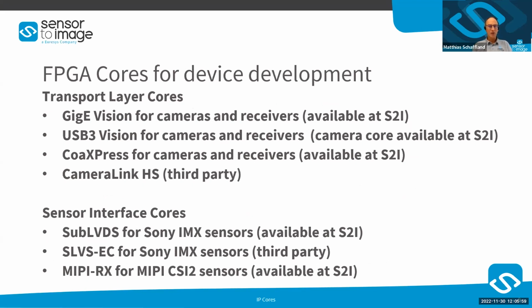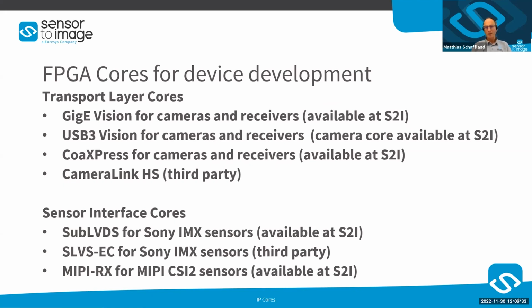Okay, what FPGA cores for device development? So a device could be a camera, but could also be an embedded receiver. Here we have GigE Vision for cameras and receivers, which is available at Sensor to Image in the current version. GigE Vision currently has version 2.2. USB3 Vision for cameras and receivers: we only have a camera core at Sensor to Image. Others may have a receiver as well.